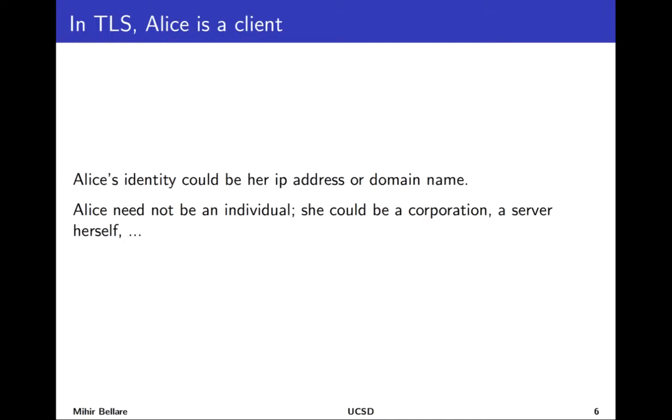Now, it turns out that in TLS, the situation is asymmetric in the sense that usually Bob is a server and Alice is a client. And Alice is a different kind of entity. Her identity could be her IP address or domain name. She needn't be an individual, but she could be.